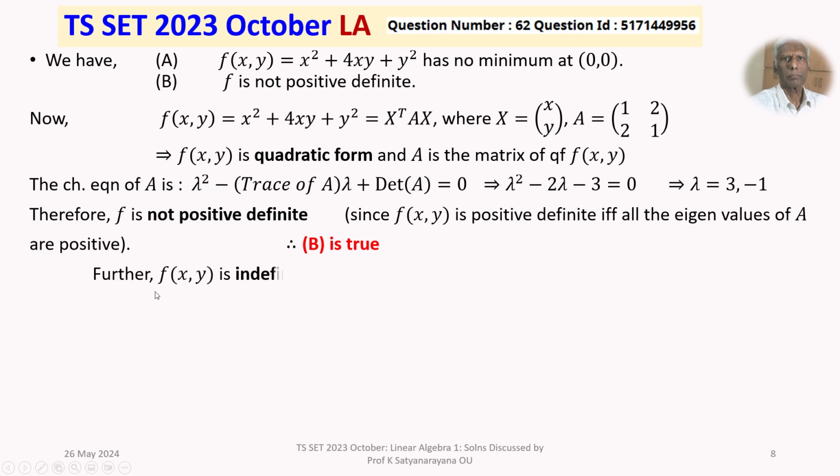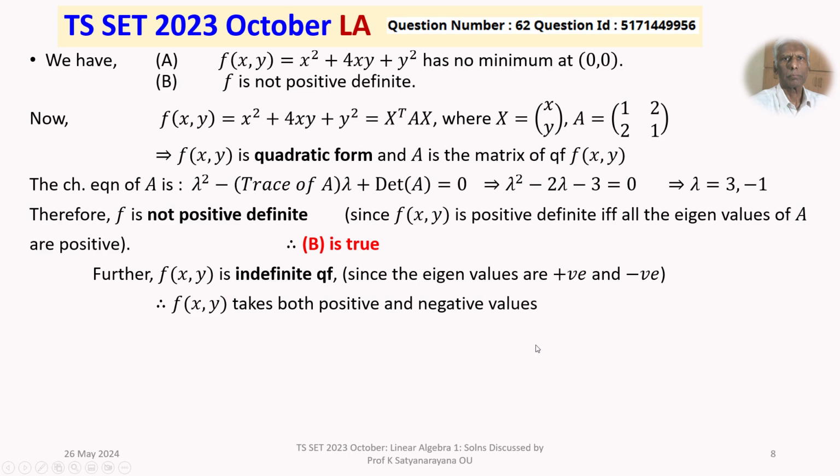Right. Now, further, f of x comma y, that is the quadratic form, is an indefinite quadratic form. How do you say? A quadratic form is said to be an indefinite quadratic form if the eigenvalues of A, some of them are positive, some of them are negative, and none of them is 0. Then it is said to be an indefinite quadratic form. Here, lambda is equal to 3 positive, lambda is equal to minus 1 negative, and 0 is not there. Therefore, it's an indefinite quadratic form. When it is an indefinite quadratic form, f of x comma y takes both positive values and negative values by definition. So f of x comma y takes both positive and negative values.